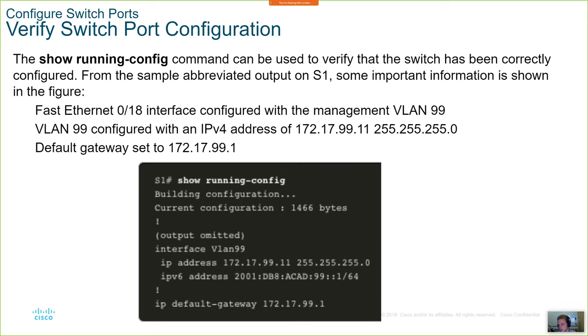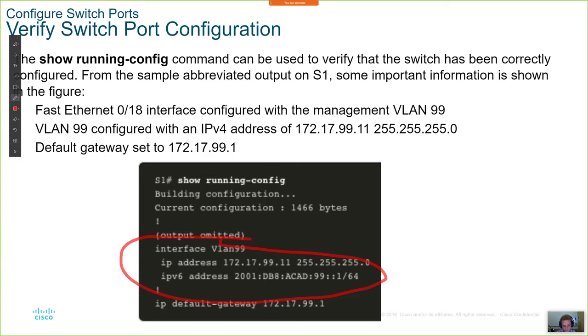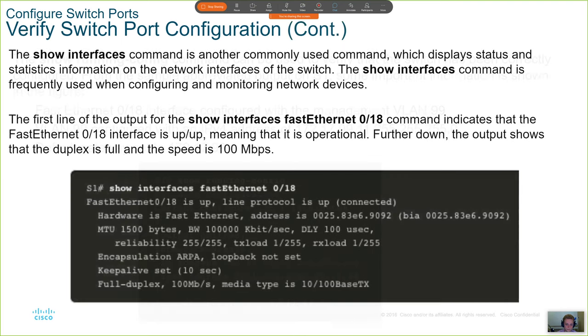So anyway, if you're not familiar with the show run command, you should be. It'll show your entire running config. It'll show you everything you've configured on the switch or router or other device if it supports this command, like an ASA firewall. In this case, we're going to see the interface 99 here, and we put an IP address on it and an IPv6 address. So we can verify our switch config.